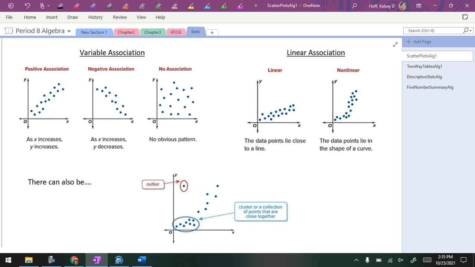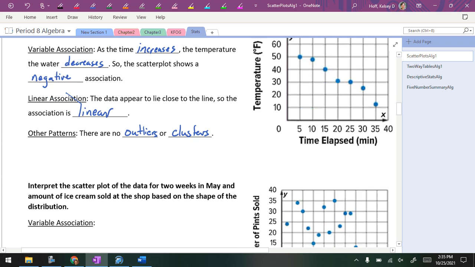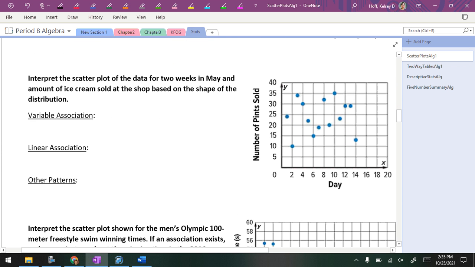Don't get too crazy. I'm not even necessarily looking at end behavior here. That was just easing you into what you're going to look at. So on this one, what can somebody tell me about the variable association? Jackson? I would say no association. I call that utter chaos. Agreed? There's no trend. They're not all trending upward or all trending downward. So I would say no association.